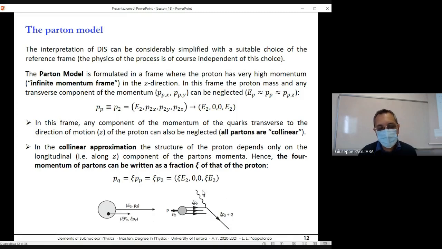And so in this picture, what happens during the scattering process? The virtual photon interacts with one of the quarks. The virtual photon carries a four-momentum Q. Each quark carries a four-momentum xi P2, so a fraction xi of the total momentum P2 of the proton. And so in the final state, the four-momentum of the scattered quark would be xi P2 plus Q.